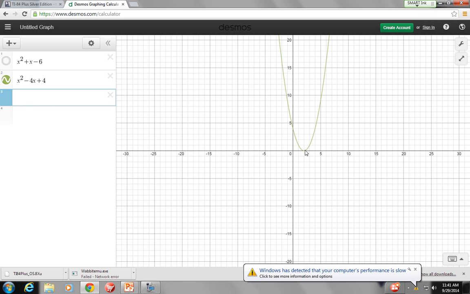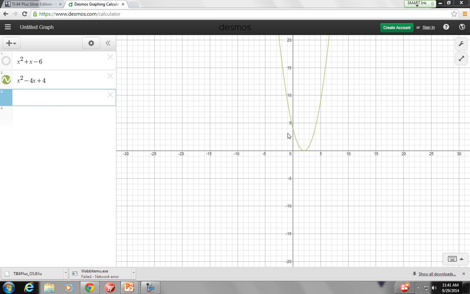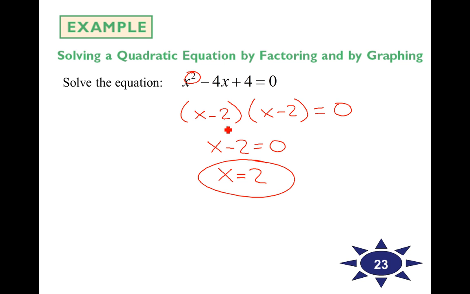All right, so what we have here is what's called multiplicity, and that's just repeat zeros. So the 0 here is 2 and 2, right? We're not going to write it twice, we're just going to write it once. x equals 2. All right, so use what we just learned. Try problem 23.